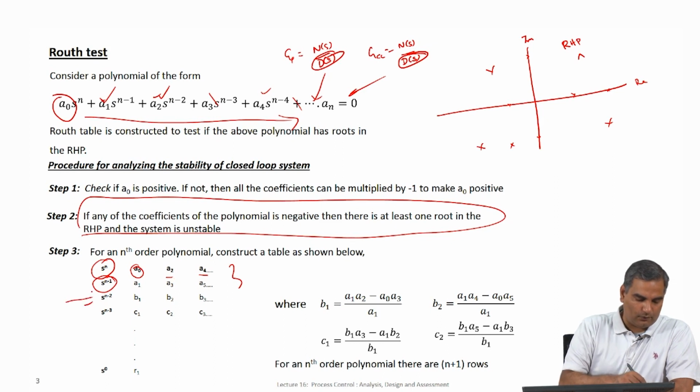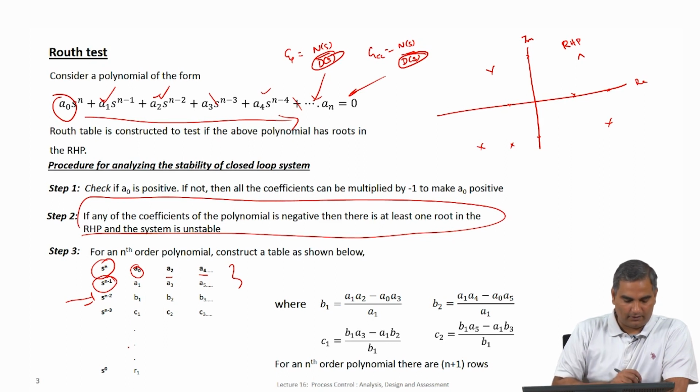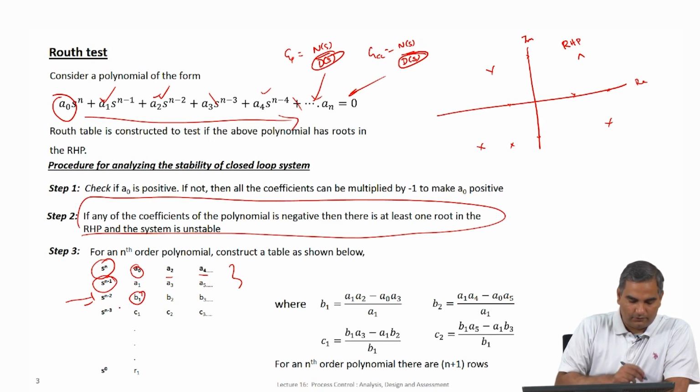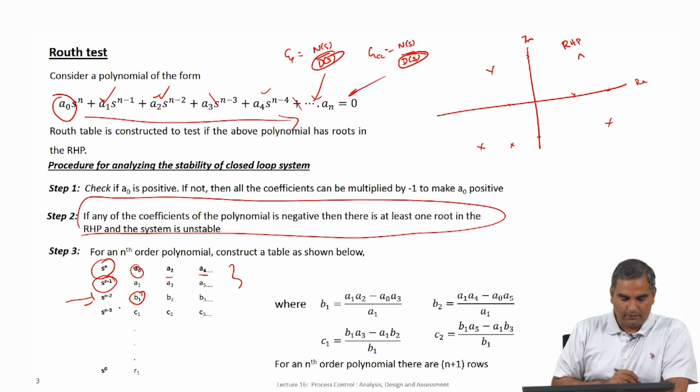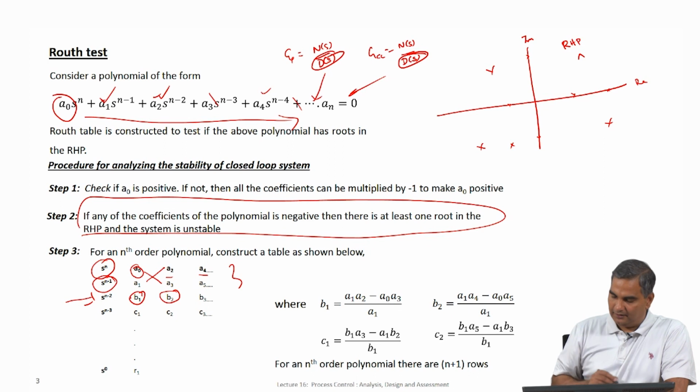Any time you fill another row, you write s power n minus 2, s power n minus 3 in reducing order here. So, if I want to get B1, the rule is very simple. To get B1, I multiply this and subtract a multiple of this and this and divide by A1, which is what is here: A1 A2 minus A0 A3 by A1. If I want B2, then I compute A1 A4 minus A0 A5 by A1. So, that is B2, and so on. You repeat this procedure. For B3, you multiply this by this divided by A1, and so on.